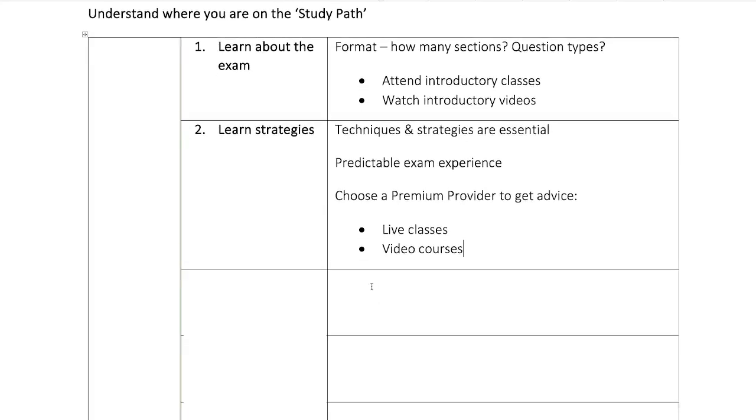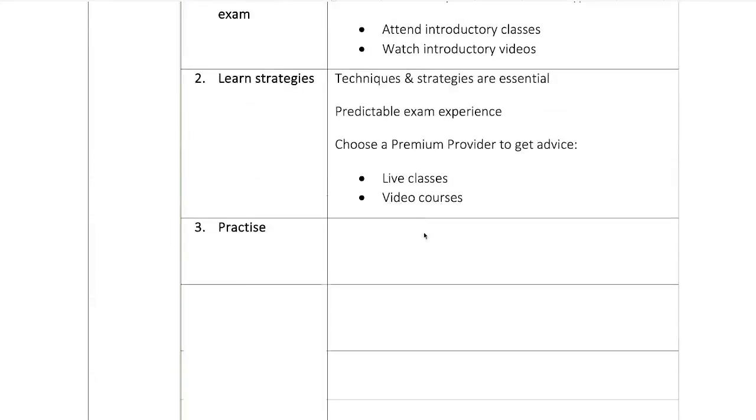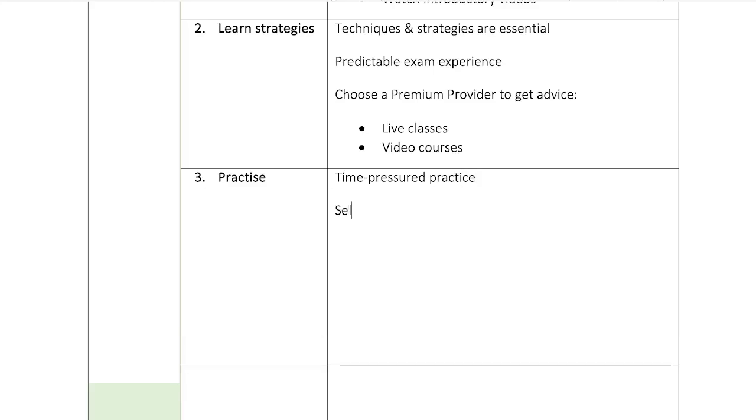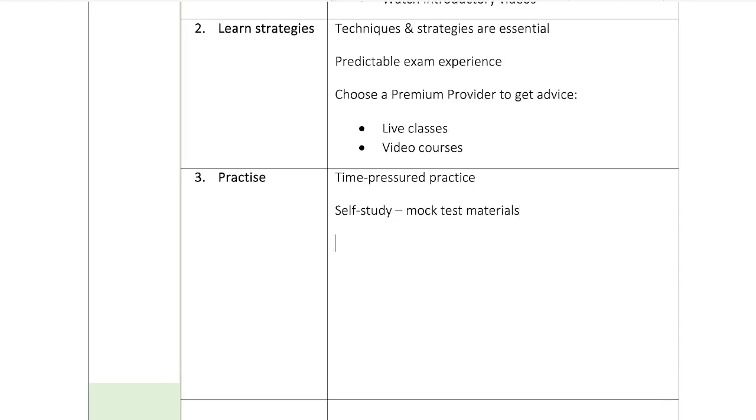The third stage is really essential. Yes, you learn the strategies. Now you've got the strategies in your mind. You need to practice. And I think that this is where a school like SET English and where other premium providers really are powerful, because you need to have time pressured practice. Now you can do this at home. Obviously there is self-study. You can do self-study with mock test materials. True, that's good. But in live classes, you have colleagues that you can learn from.